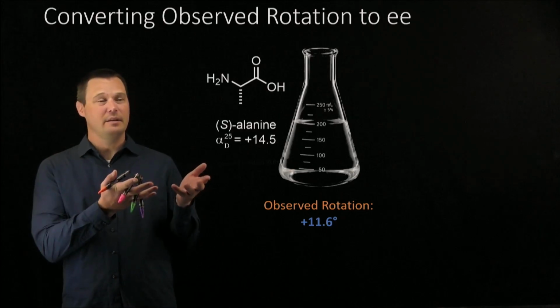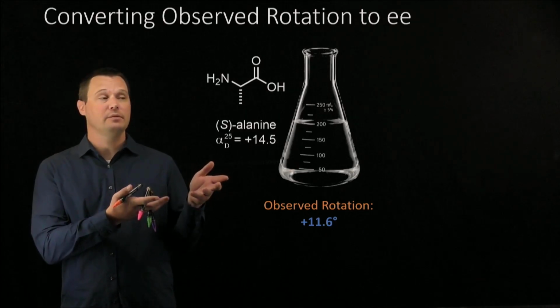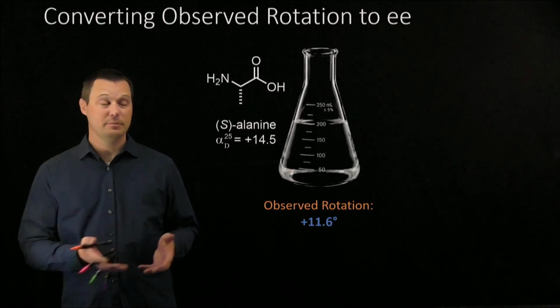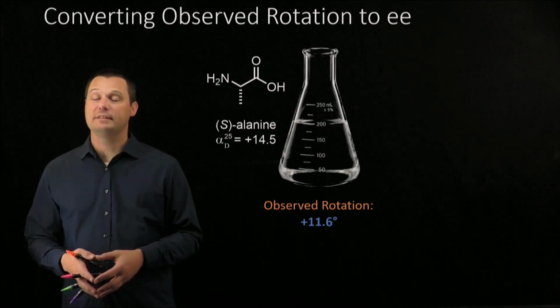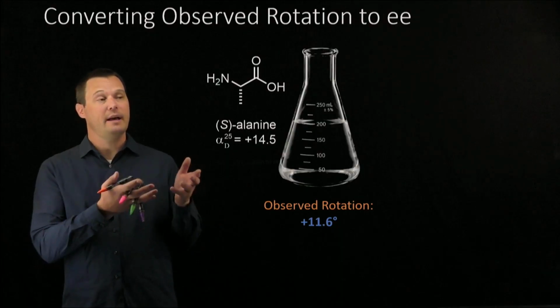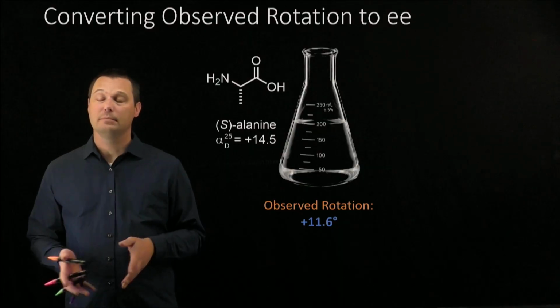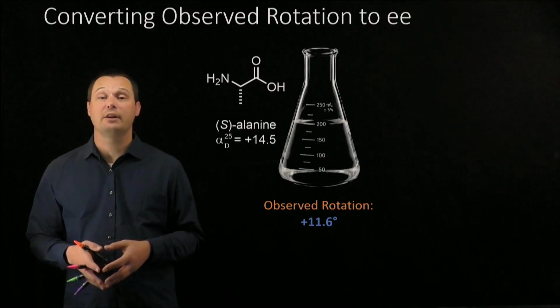If S-alanine has a specific rotation of positive 14.5 degrees, and your observed rotation is positive 11.6 degrees, what is the ratio of S to R alanine in your mixture? Believe it or not, soccer fans can help us figure this out.